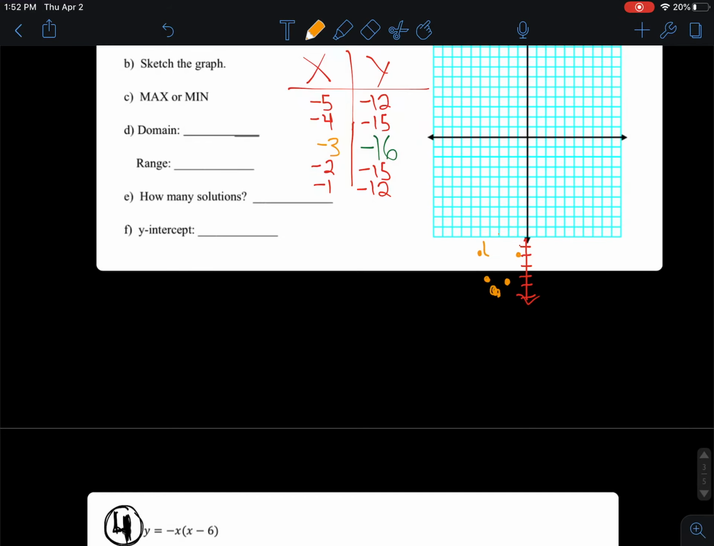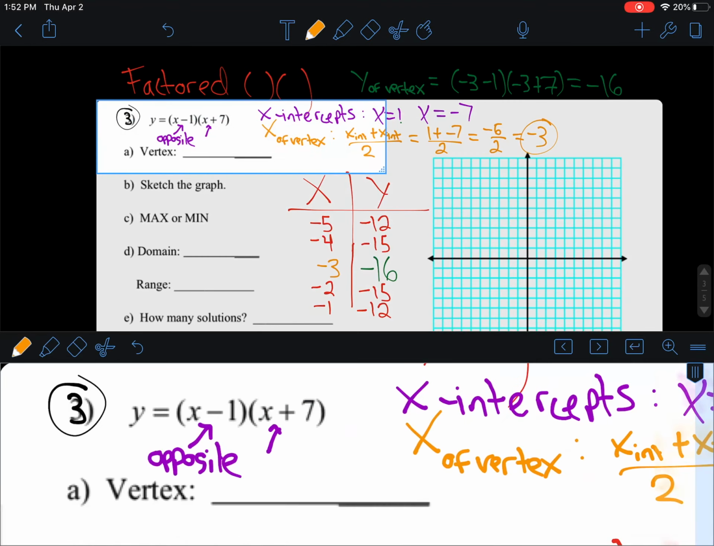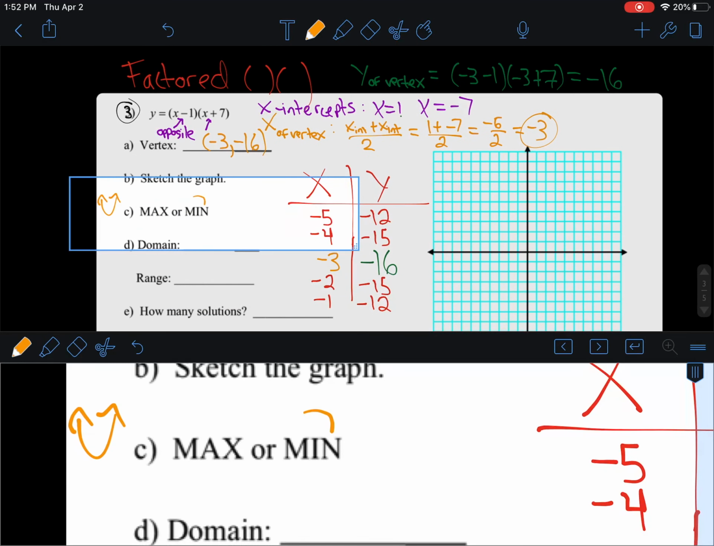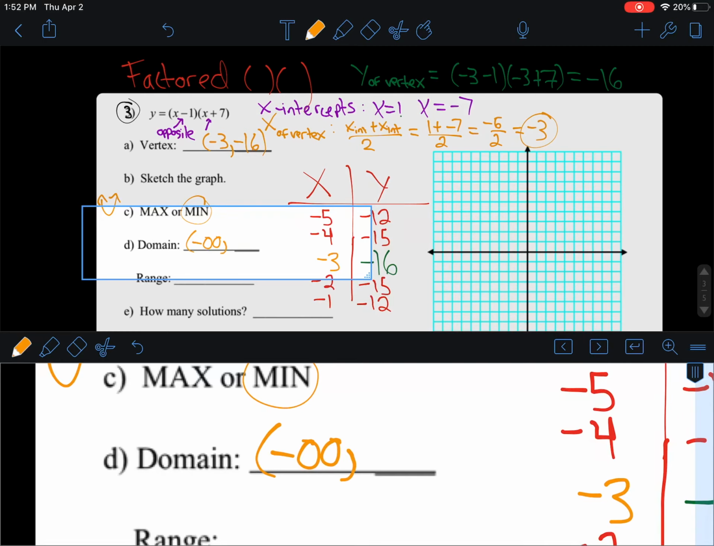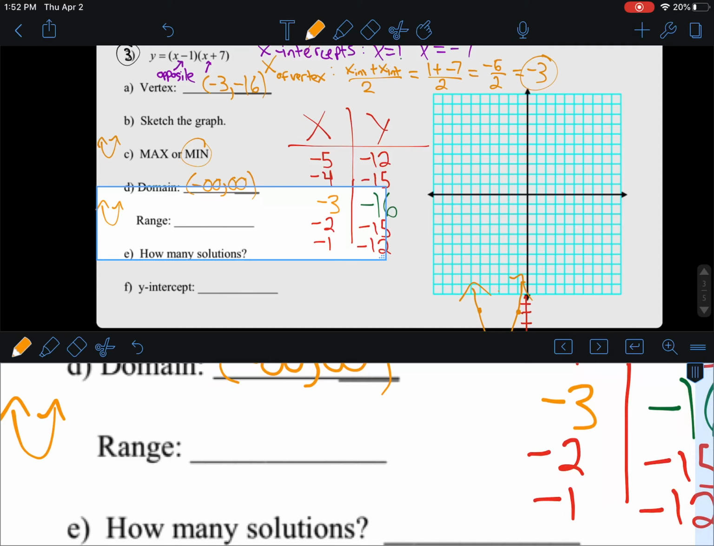The reason why I want to show this one is because I'm going to answer some questions here to be really straightforward. It looks like you have no x-intercepts. It looks like you have no y-intercepts, but you actually do. Before I get to it, let's answer these questions. The vertex is -3, -16. Is this a max or a min? Well, it's opening up, so it's going to be a min. My domain is negative infinity to positive infinity. My range, again, it's opening up, so it's the bottom y, which is -16, all the way to infinity. So -16 to infinity.